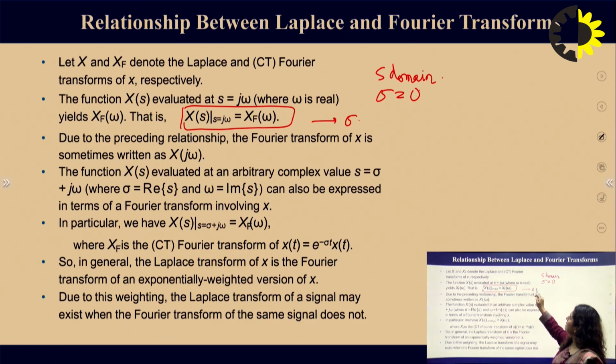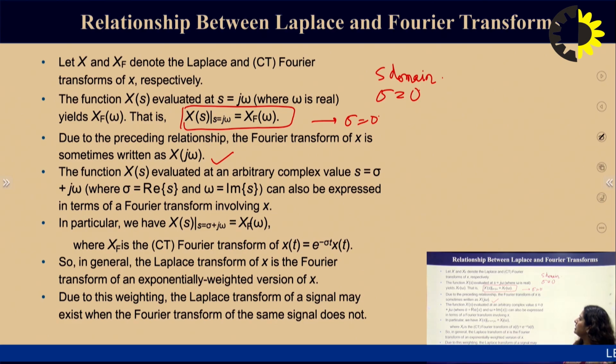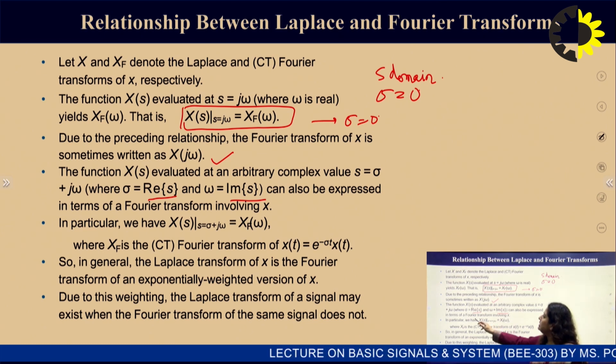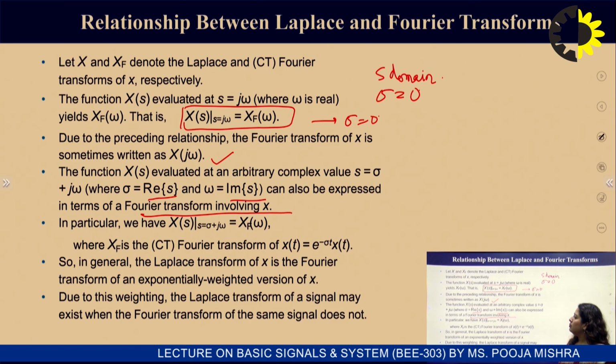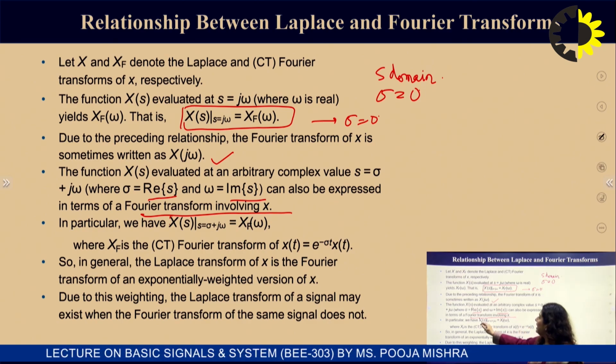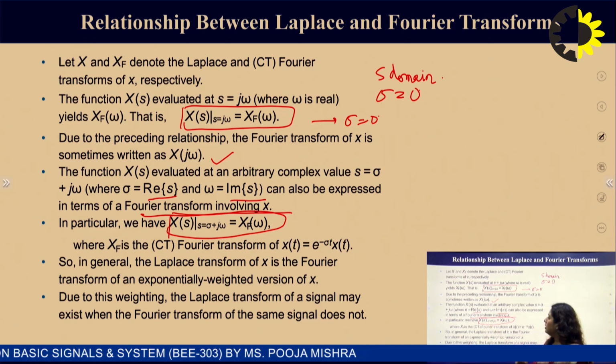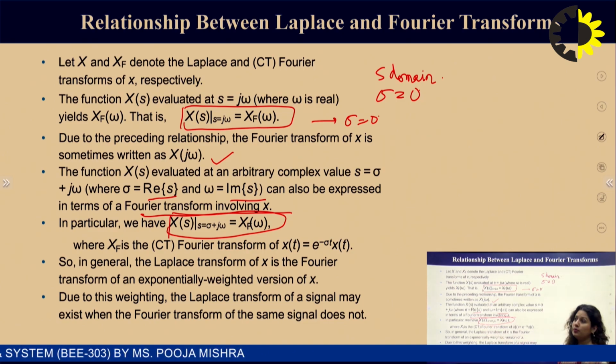But here we are taking just sigma equivalent to 0 in the case of the Laplace transform. Due to the preceding relationship, the Fourier transform of X is sometimes written as X of j omega also. The function X evaluated at any arbitrary complex value, that is s equal to sigma plus j omega, where sigma is the real part of s and omega is the imaginary part of s, can also be expressed in terms of the Fourier transform. But we have to see that X(s) with s equal to sigma plus j omega truly comes out to be X_F of omega only when we take sigma equivalent to 0, which we discussed in the earlier slide.